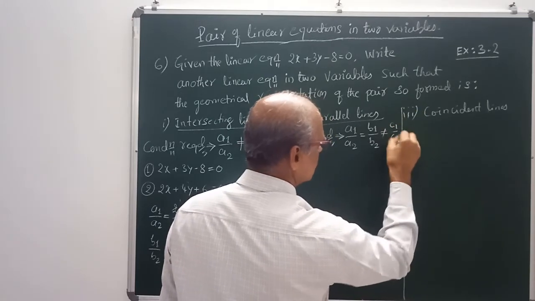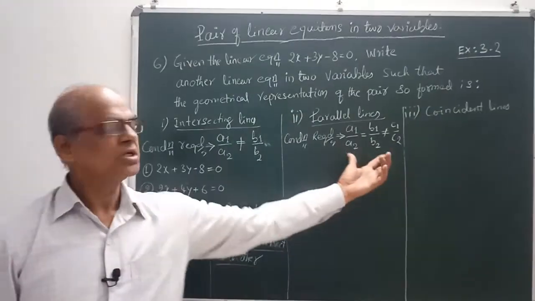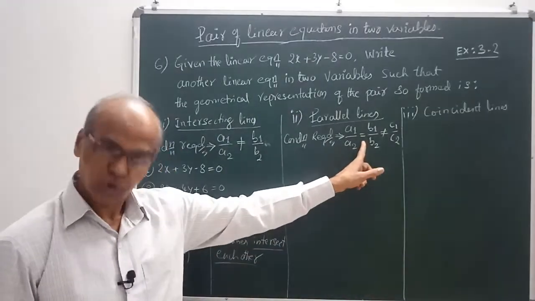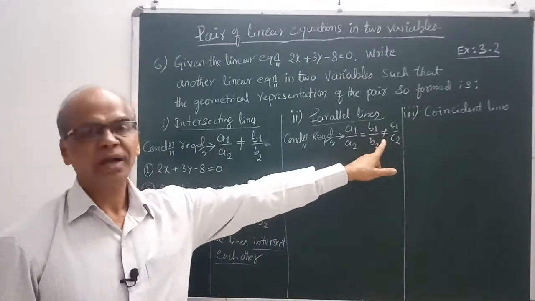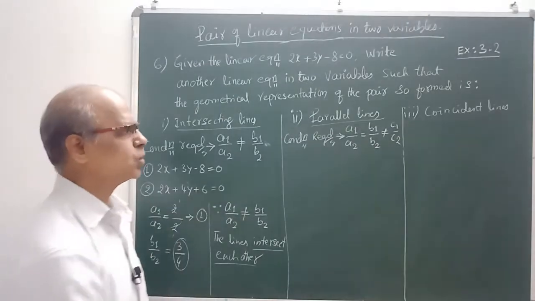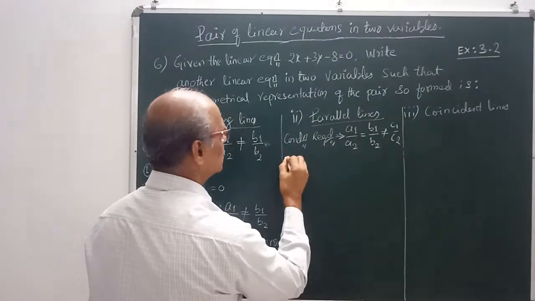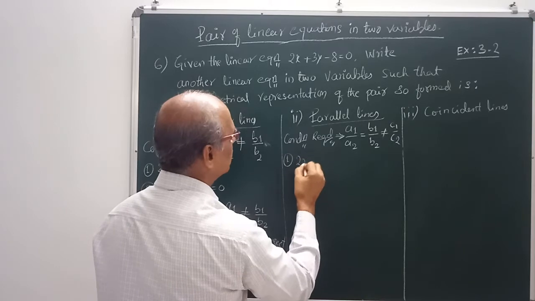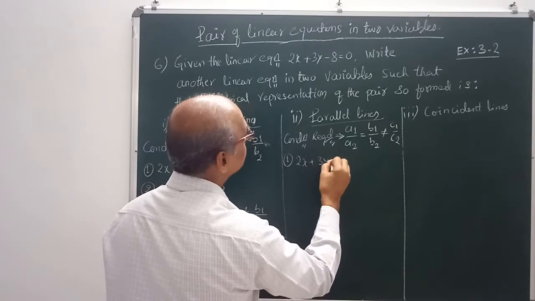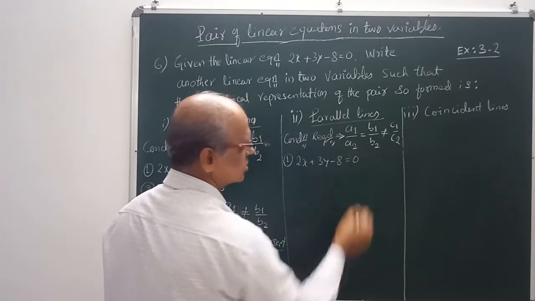C1 by C2. Understood? These three things. A1 by A2 should be equal to B1 by B2 and should not be equal to C1 by C2. According to this, we can see the first equation they have given is 2x plus 3y minus 8 is equal to 0.